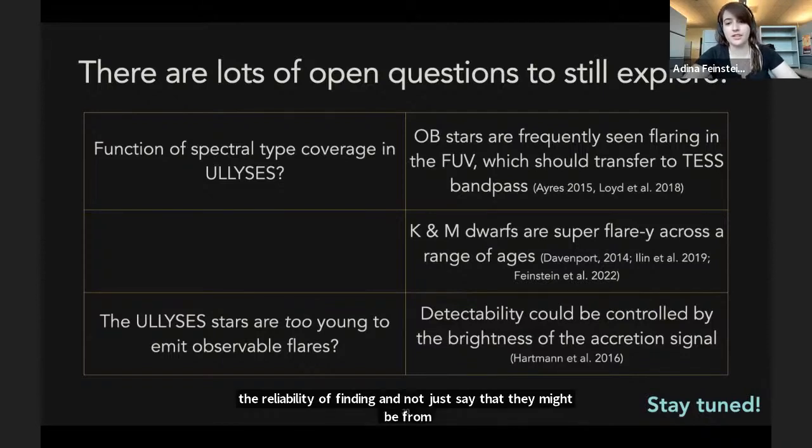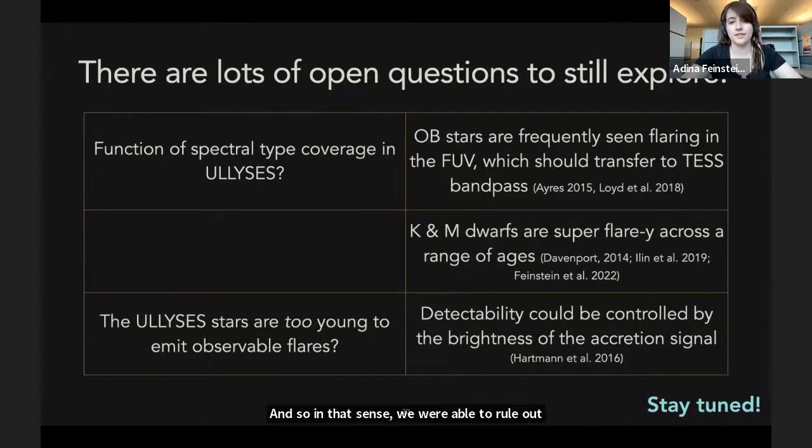Yeah, so the way that we train the pipeline is actually on a catalog of flares that were hand identified by eye. And so in that sense, we were able to rule out a lot of systematics that you might see at the beginning of a test orbit or any of these random 1-point outlier spikes.